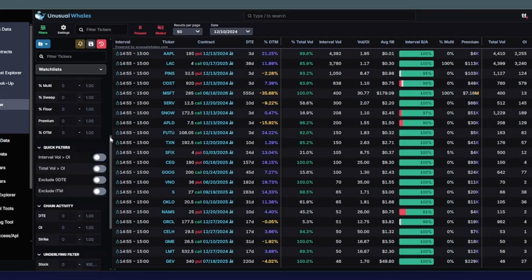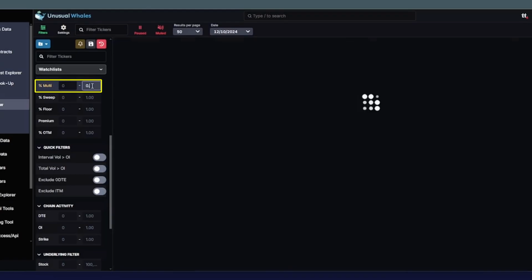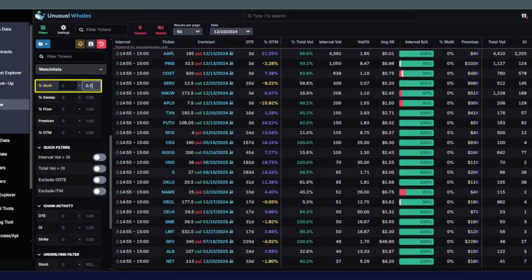Now in this filter, we want to have clean ask side, likely opening flow, but that doesn't mean I want to completely eliminate all multi-leg transactions. But I do want to limit what percentage of transactions filled as a multi-leg. And to do that, I'll enter 0.3 into the maximum side on the right of percent multi. What this is going to do is limit the number of contracts transacted within that time interval that were transacted as a multi-leg trade to 30% or less.